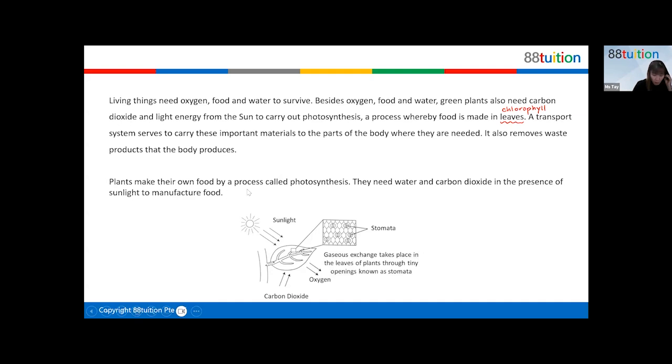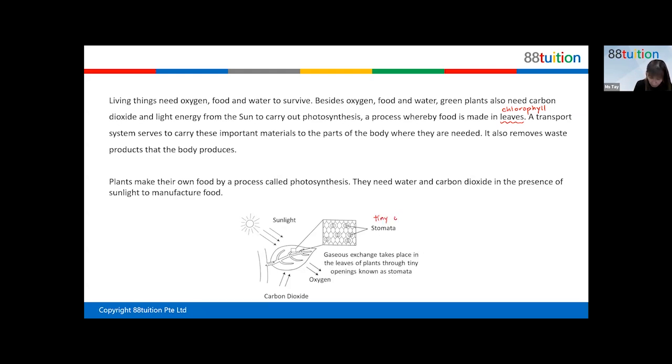Now, plants make their own food by this process. They need water and carbon dioxide in the presence of what? Sunlight, to carry out photosynthesis to make food. If you look at this diagram, there is the sun giving the sunlight to this particular leaf. Now, they zoom into one portion of the leaf and they see the tiny openings. What are these? These are called stomata. In case you don't know, stomata are the tiny openings.